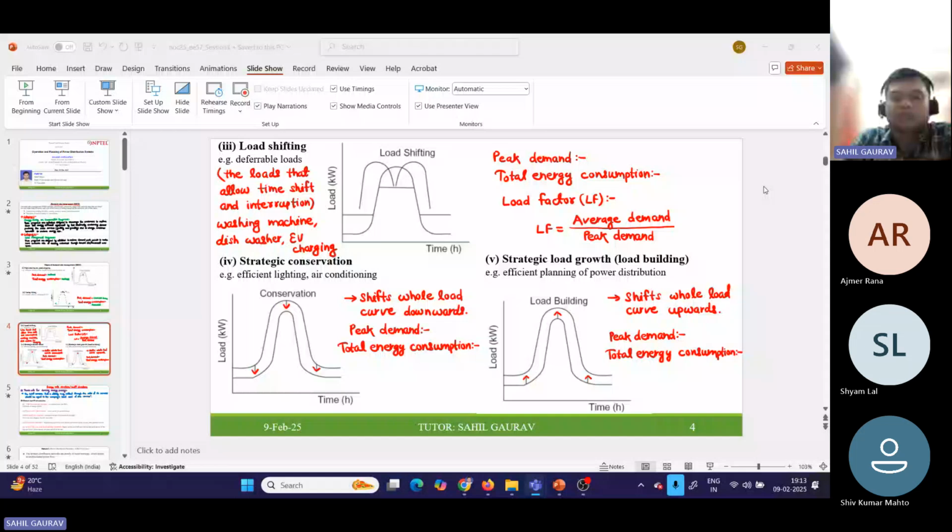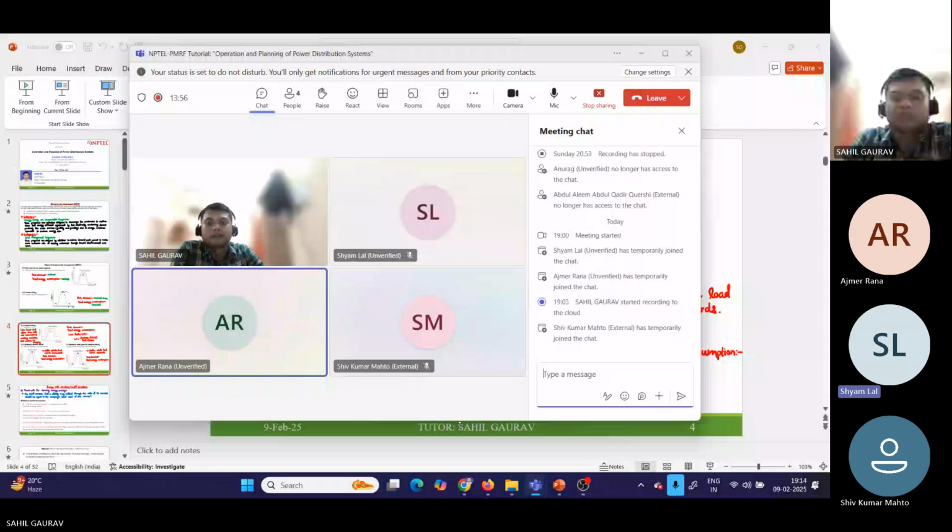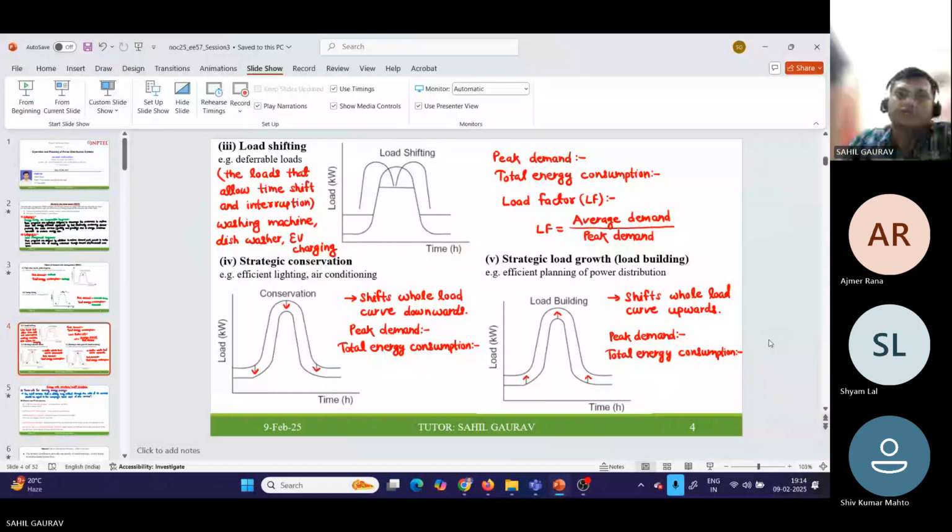Yeah, lighting loads are also non-deferrable loads because they are a compulsory type of load. No, no, non-deferrable loads. So these are deferrable loads, where you can do the shifting of time of use and interruption also. I'm asking for the loads that do not allow time shift and interruption. So lighting loads is also one good example, and some other loads you can also think of.